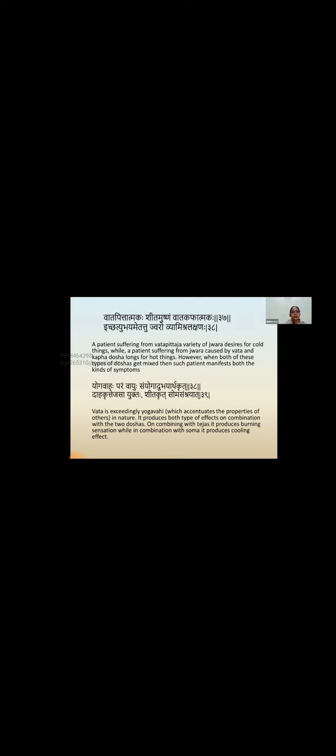So as I told, whenever there is a combination of Vata and Pitta, because Vata has its Yogavahi guna, there will be a desire for something like Shita, whereas in the Vata Kapha combination, there will be a desire for something like Ushna.